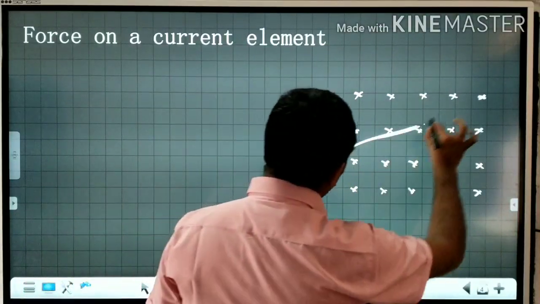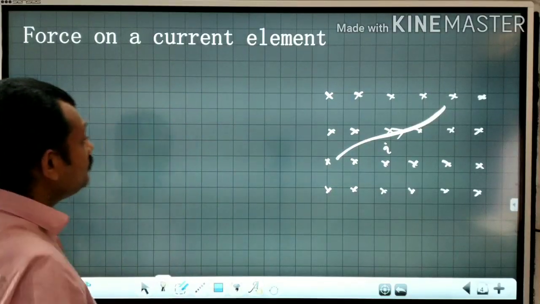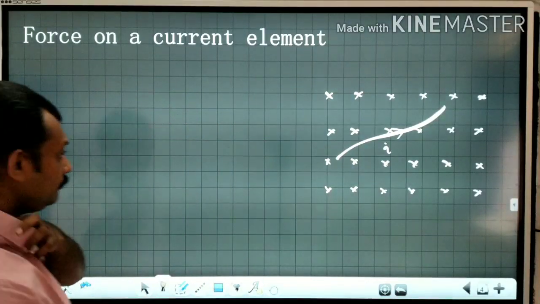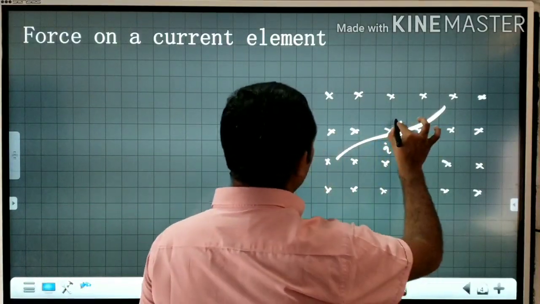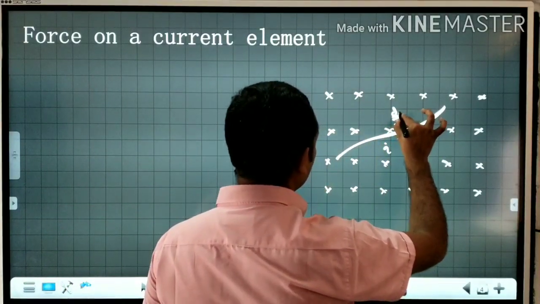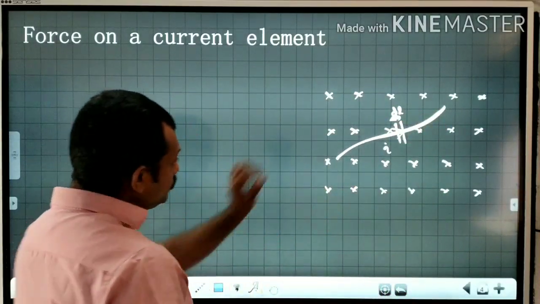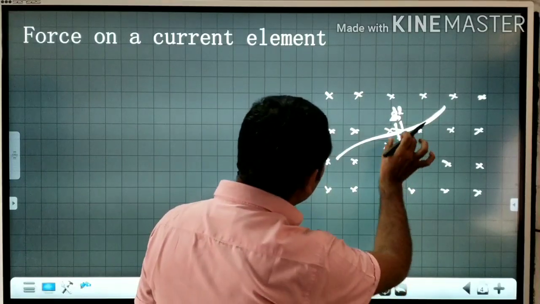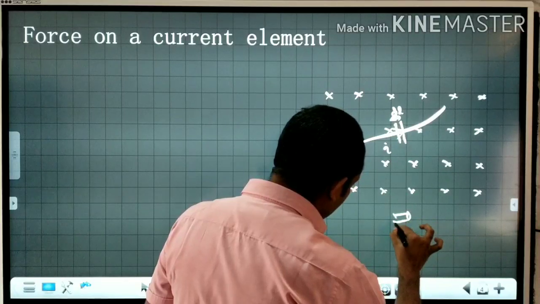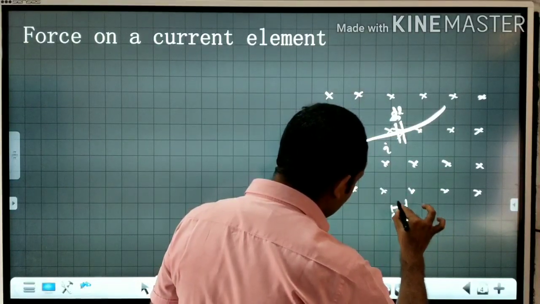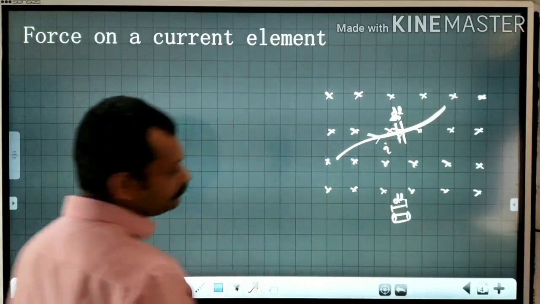Let me consider a conductor carrying a current placed in this region. I am going to take a small element of this conductor whose length is dl. That length of this portion is say dl, and it carries a current I.